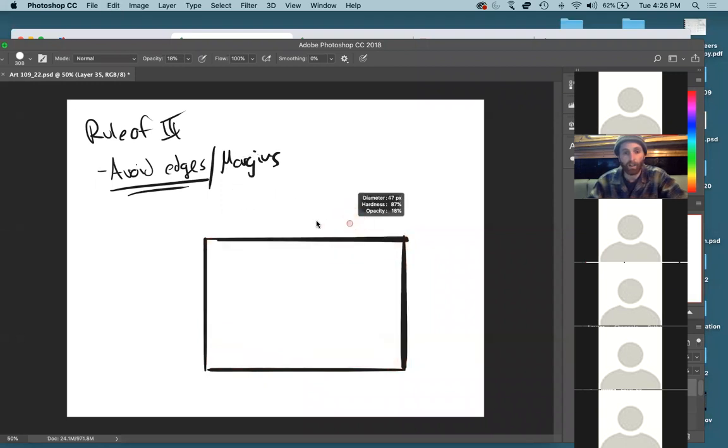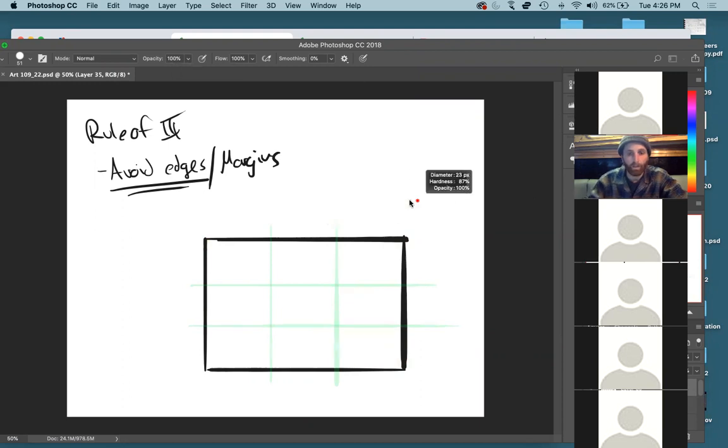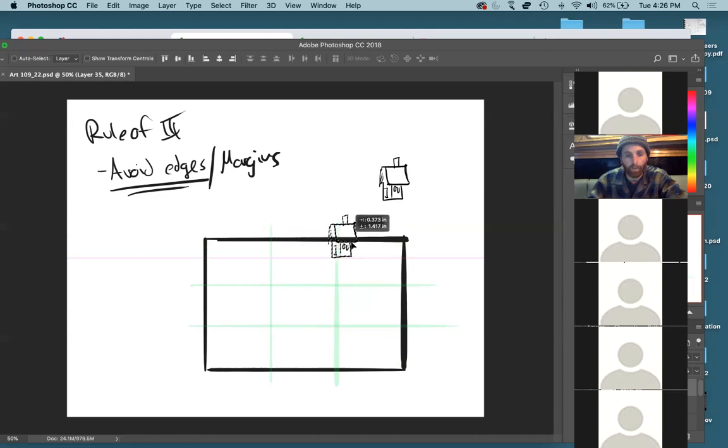So let's just do a composition. Let's do a little rule of thirds here. Draw on those guidelines. So let's just say our focal point is a little house there. A little house example. So I don't want to put the house right there anywhere along these edges.